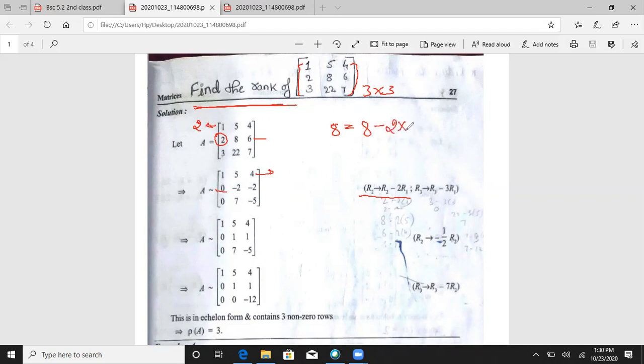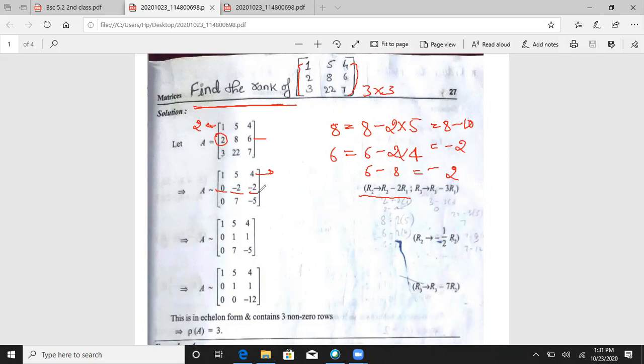R2 minus 2 into R1, then that is 8 minus 10, that is minus 2. Okay, this is the minus 2. Next go to the third element, that is the 6. 6 equal to 6 minus 2 into 4, that is 6 minus 8, that is minus 2. See here, this is minus 2.